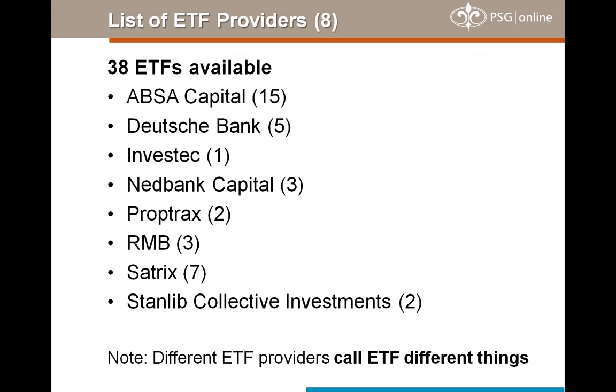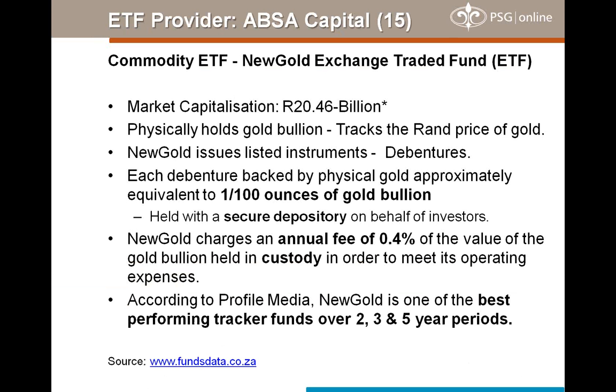So let's talk about the providers. There's 8 ETF providers at this point in time. Absa Capital are the biggest, whereas Satchix is second. What gets tricky with these ETFs is that each ETF provider calls the ETFs different things. So obviously Satchix is one of them, New Funds is another one, and so it goes on. So let's talk about Absa Capital. As I said, they have 15 ETFs at this point in time, and they also have a few ETNs. So we've spoken just now about New Gold.